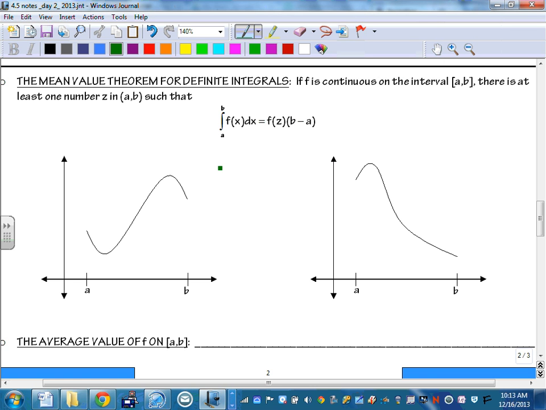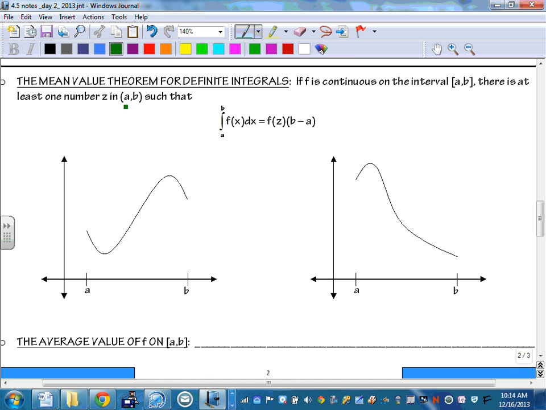Alright, we're going to talk about the mean value theorem for definite integrals. We talked about mean value with derivatives. That gave us the average rate of change. Here, if f is continuous, so no holes, jumps, asymptotes, anything like that, on the closed interval from a to b, then there's at least one number z in the open interval from a to b.